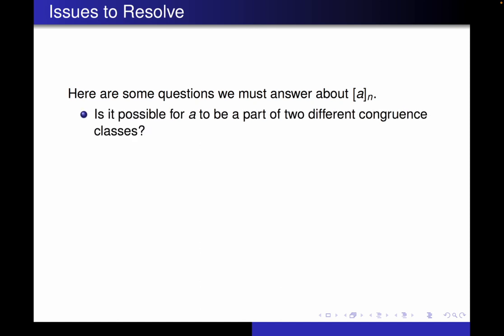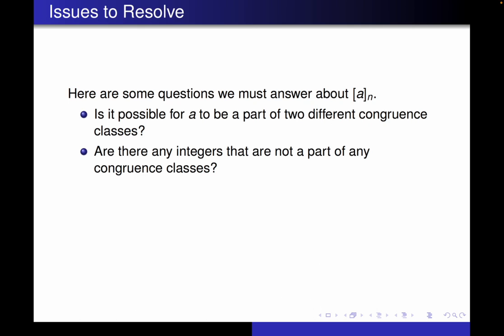Is it possible for a number in bracket A sub n, I said A, but it could be any other member of the team, to be part of 2 different congruence classes? It's in one congruence class, bracket A, but logically, it could possibly be on another team as well. Is that possible, or can we prove that it's impossible? And the other thing is, are there any integers out there that aren't a part of any congruence class? We have all these congruence classes, all these teams around. Is there any integer that's not a part of any of the teams?